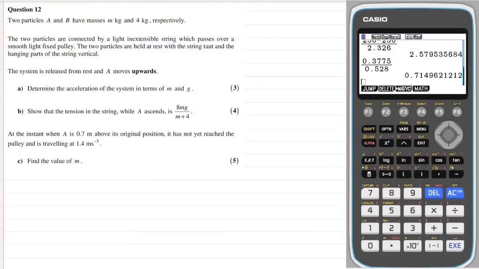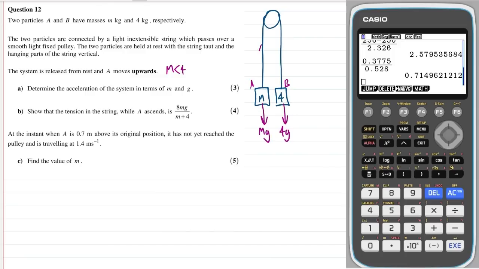Okay, question 12, and we have a pulley system. So let me just draw the pulley like this, and we've got the 2 weights. We have m and we have 4. Let's call this one A and this one B. And it says that A moves upwards, which means that m must be less than 4. And we can draw on our forces. So we have mg and we have 4g, and we have tension going up and tension going up. And I also like to draw on the direction of motion. So A moves upwards, so we're going to have it going like this, accelerating that way, and this accelerating that way.